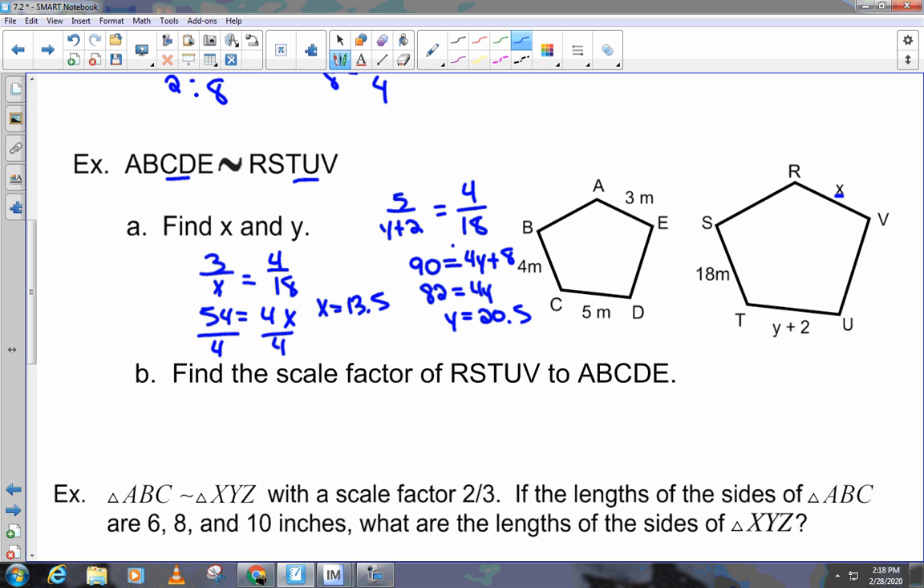Now, it asked me, what's the scale factor of RSTUV to ABCDE? Since it's saying scale factor and there are similar figures, you have to give it in the order that it asks for. So you take a side from RSTUV to a side from ABCDE, and you want to use one that they give you if you can. We already decided that 4 and 18 go together. Which one's going to come first if this is the way they want the scale factor? The 18. So you do 18 over 4, and that reduces to 9 to 2. So that's my scale factor.